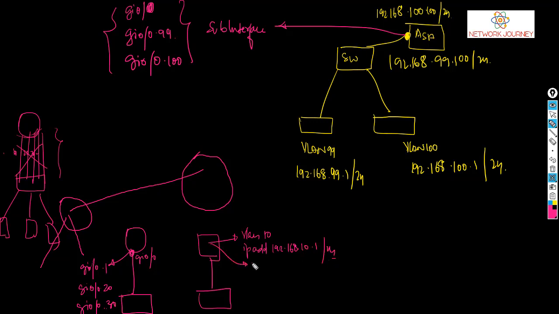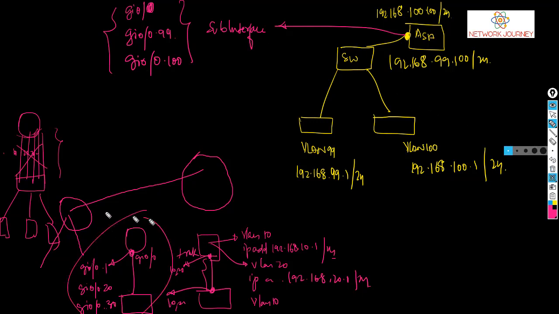You can configure an IP address on these VLANs, like 192.168.10.1/24. You can create one more VLAN, VLAN 20, and give it an IP address 192.168.20.0/24, and you need to create the L2 VLANs as well, VLAN 10, VLAN 20. This interface will be made a trunk and we allow 10, 20, and over here we make it a trunk once again and allow 10, 20. So that's how inter-VLAN routing happens.